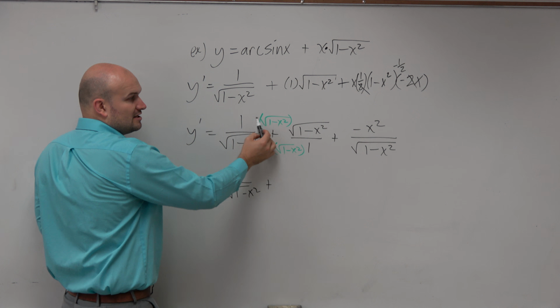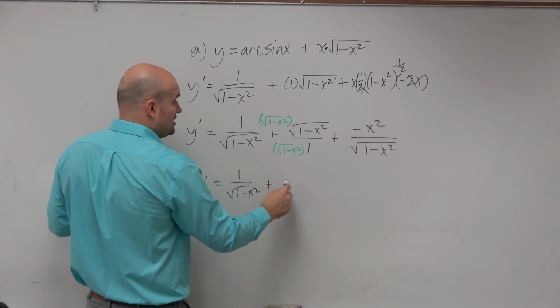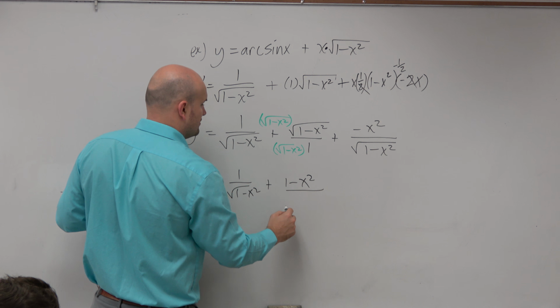Plus, notice here, the radicals: square root of 1 minus x squared times the square root of 1 minus x squared is just going to be 1 minus x squared. Follow?